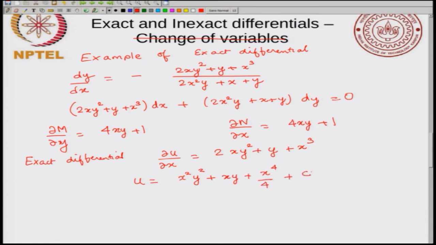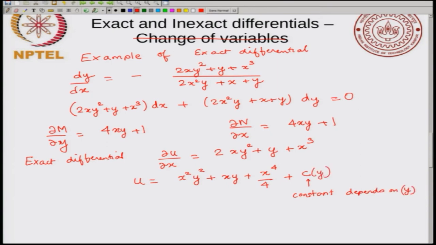And remember, for the solution of the differential equation, you have to be a little careful. This constant of integration depends on y.